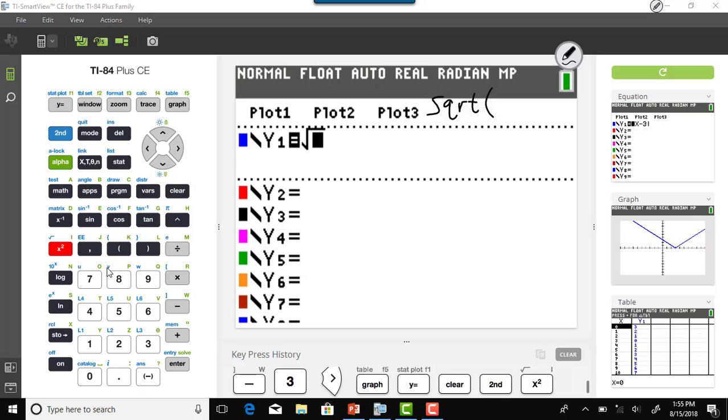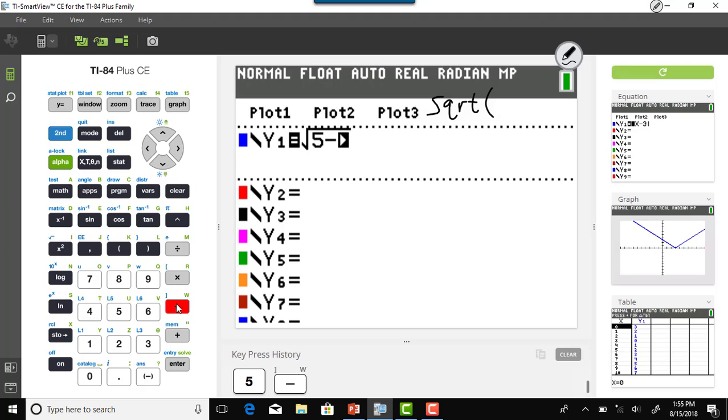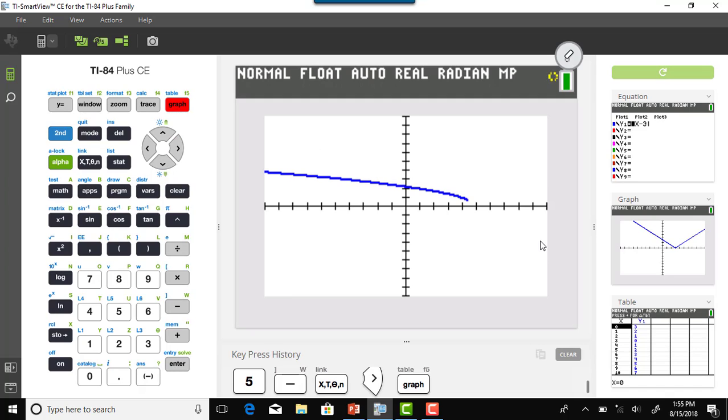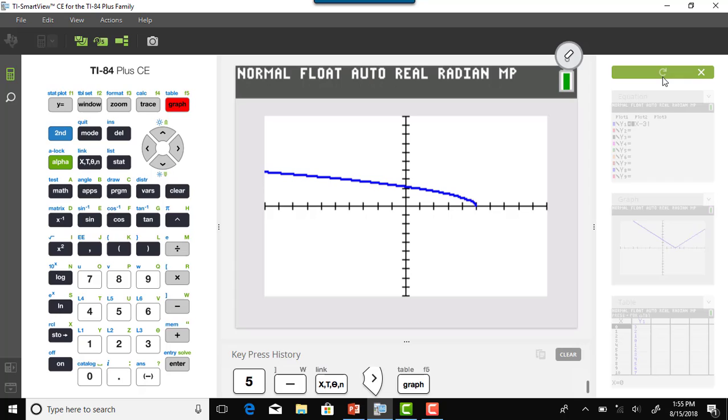And so I want the square root of 5 minus x. And so all that needs to be underneath the radical. Or if I was in the other version, it would be square root 5 minus x, and I would close my parentheses. Just, again, depending on which software you're looking at on your calculator. All right, so square root of 5 minus x. So now we're going to graph that in our standard window. Again, I built a lot of these to work in a standard window.